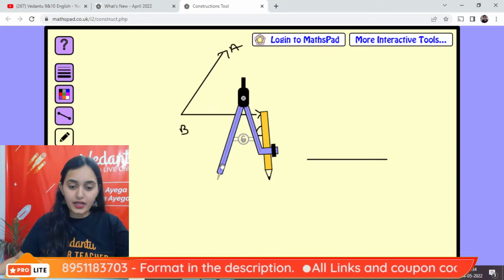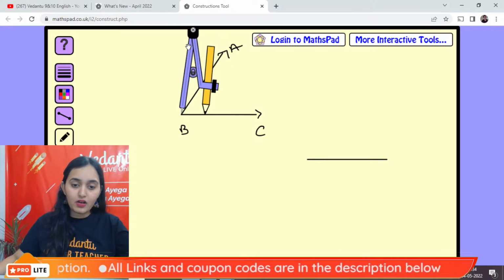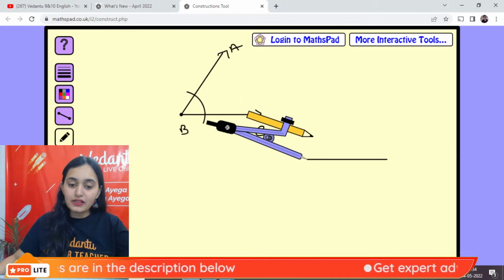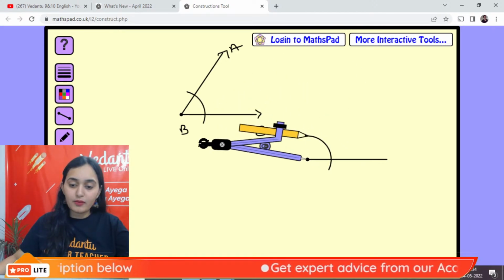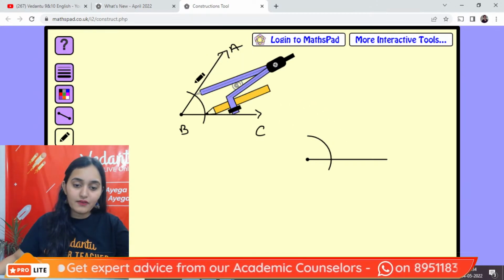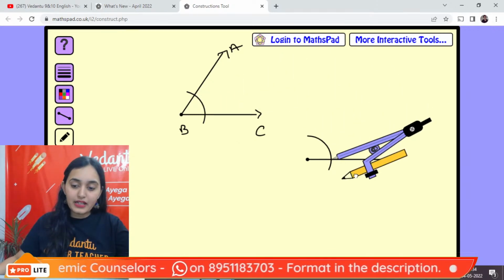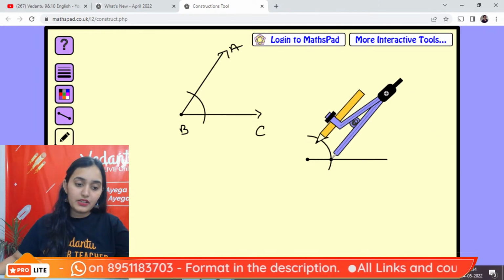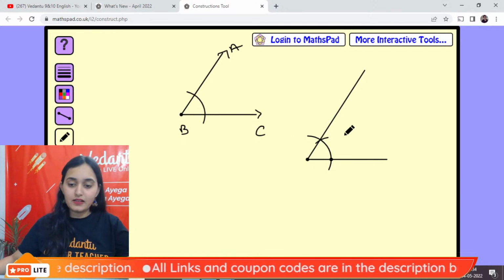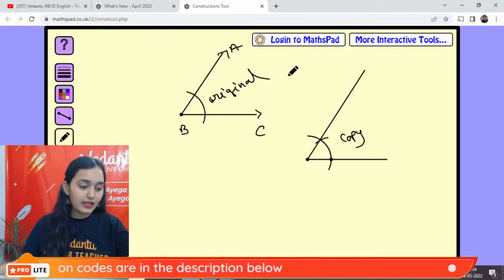Then I will take a rounder. I will keep it at point B and make an arc on it. Just draw any arc of any measurement. Draw the same arc of the same measurement on the other line. Now go back and measure this arc. What is the value? How long is it? Measure this arc, lock it, come to this point and then cut it. Once you have cut it, just join it and the copy of the angle is made. This is the copy, this is the original. This is how you copy the angle.